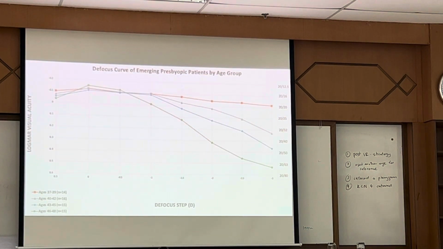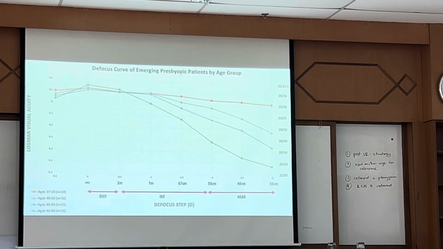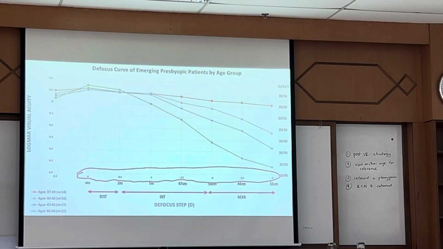It's a bit daunting, right? If you see a defocus curve straight away, where do you start? We understood just now that this minus lens is simulating a different distance. At 0 it is at infinity, minus 5 is at 2 meters, and so on. So from here, with this minus power, we can interpret the vision at distance, intermediate, and near.